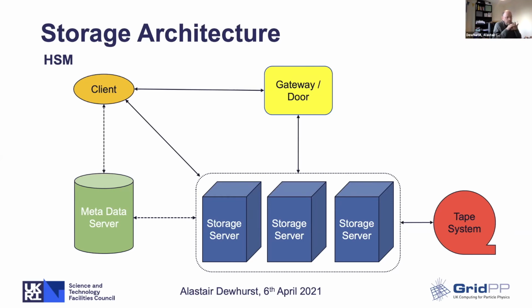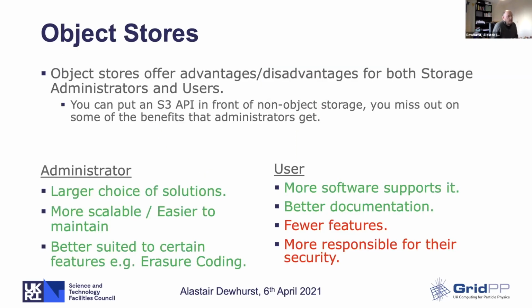So what I'm trying to say here is that from the architectural point of view, having an object store and having S3 are not the same thing, because you can have an object store and then add a metadata server and make it into a file system, or you can do other things with it. But if you've just got the raw storage setup with the object store, it is a significantly simpler setup. And this is what I'm trying to encapsulate here: object stores offer advantages and disadvantages for both storage administrators and users.